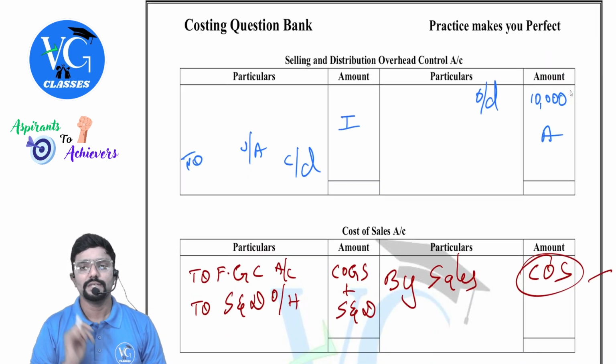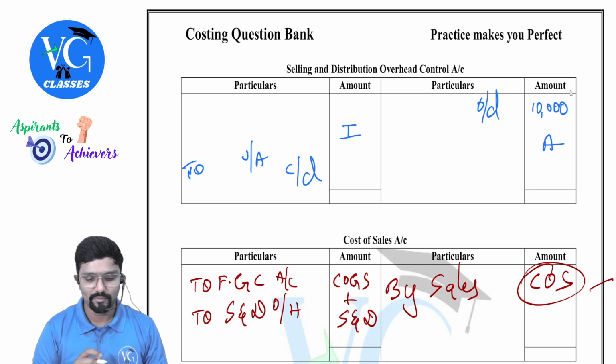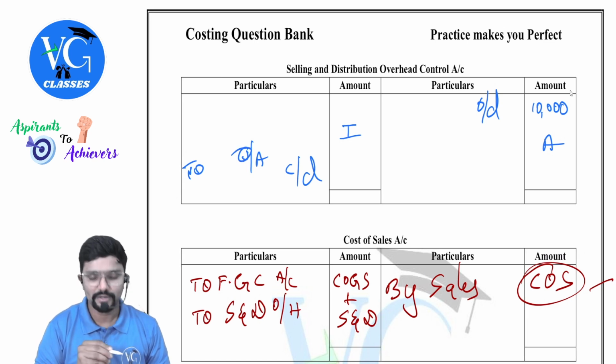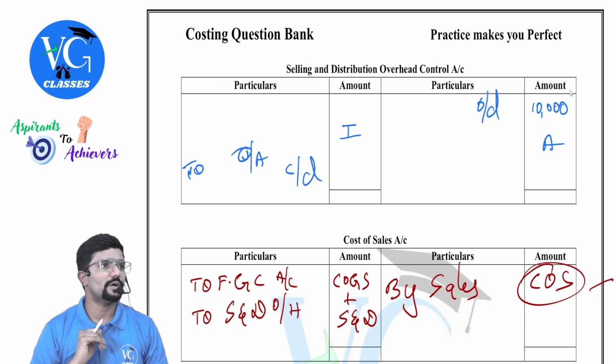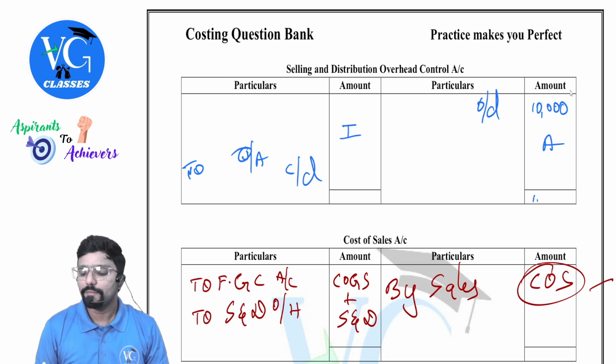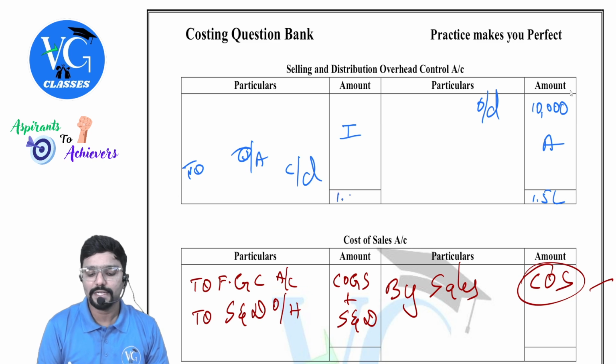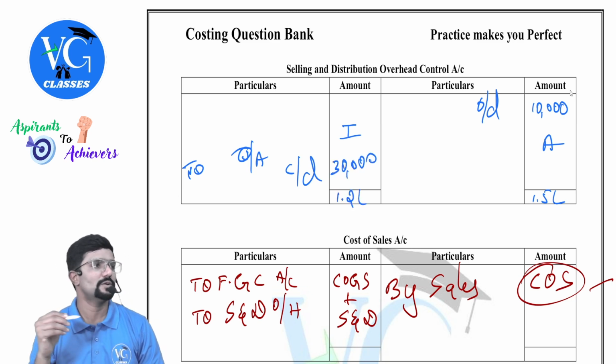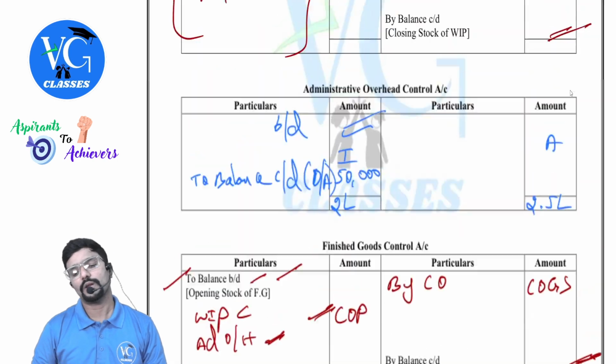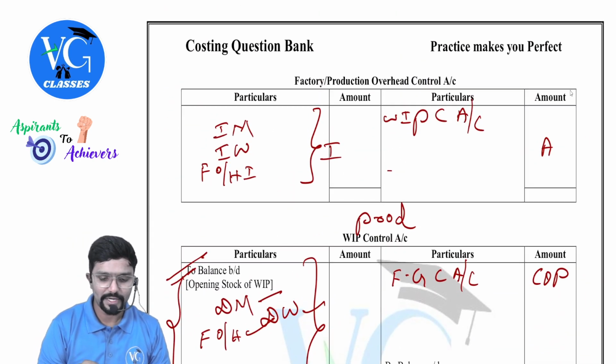Guys, let me go back to this. Sir, let me put it with numbers, because this is over, not under. Over absorption. Okay. Sir, here 1.5 lakh is absorbed, whereas incurred is only 1.2 lakh. 30,000 is over absorbed. Okay, sir. Next, let me come to factory overhead.